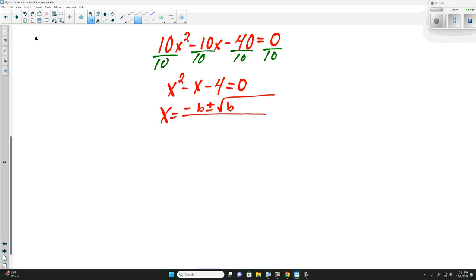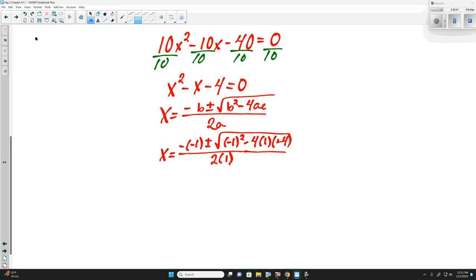We actually have to go back to our quadratic formula. Negative b plus or minus the square root of b squared minus 4ac all over 2a. Negative b, well, our b value is negative 1. Plus or minus the square root of negative 1 squared minus 4. Our a is 1, c is negative 4, all over 2 times 1. Now our negative 1 becomes positive 1. The denominator 2 times 1 is 2.